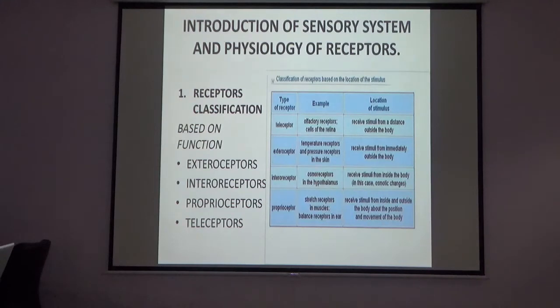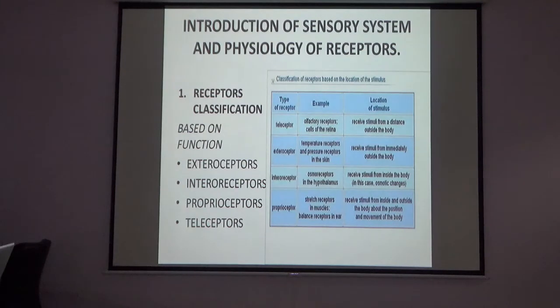Now what are their properties? First, they are the endings of afferent nerve fibers. These may be a part of neuron or specialized cells that generate an action potential in the neuron. They are usually associated with non-neural cells that surround them. For example, receptor plus the non-neural structure forms what is called the sense organs.